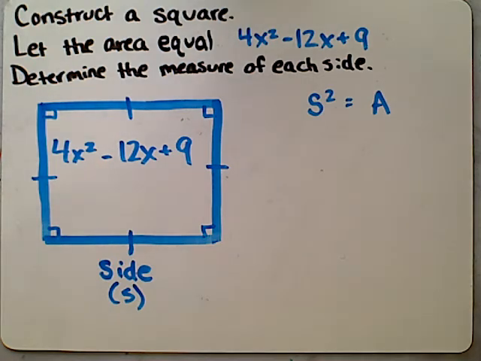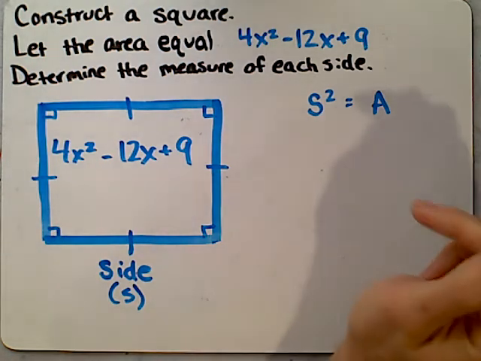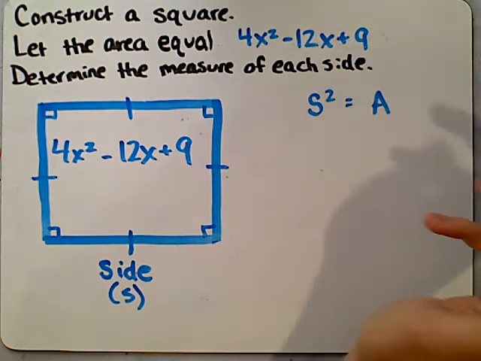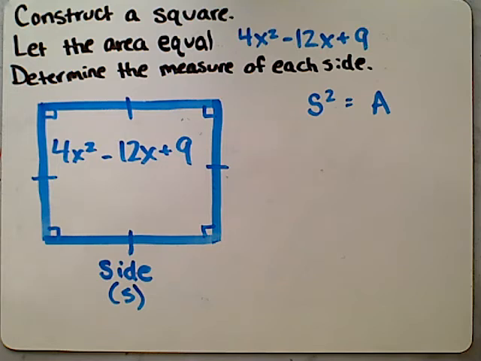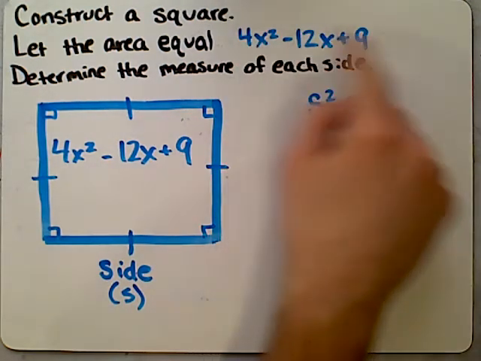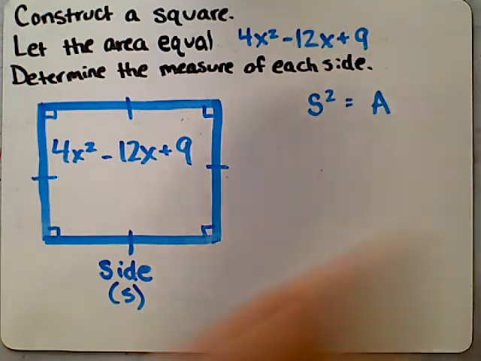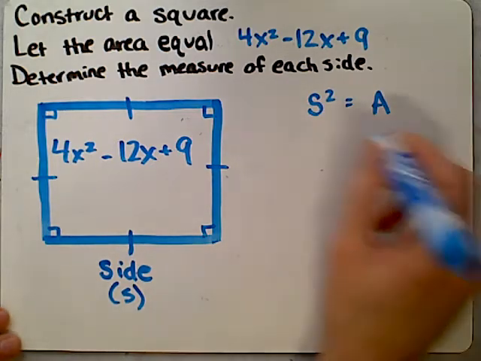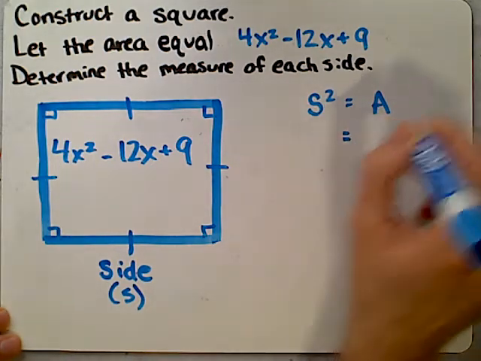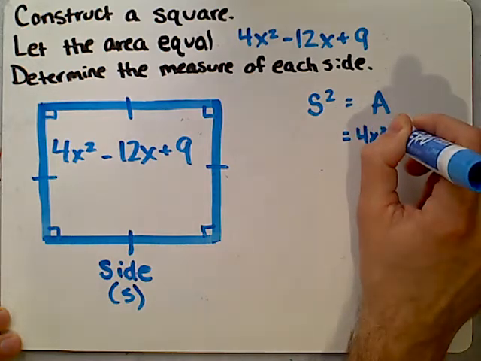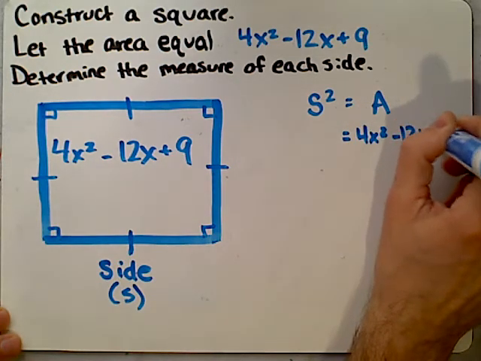Hoy here. In this video I'm going to be showing you how to determine a side measure of a square given a polynomial area. That's an area that's not a constant, it's not a numerical value, it's a trinomial in this case. So we have 4x squared minus 12x plus 9. We want to start off by setting up our area formula for a square. That's a side squared equals the area. And we can take out the letter A representing area and put the actual area. That's 4x squared minus 12x plus 9.